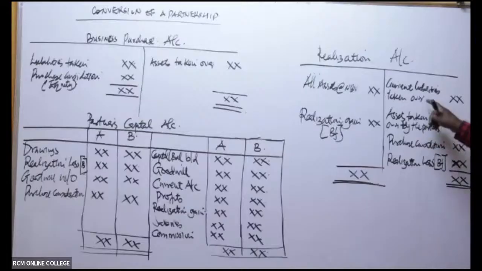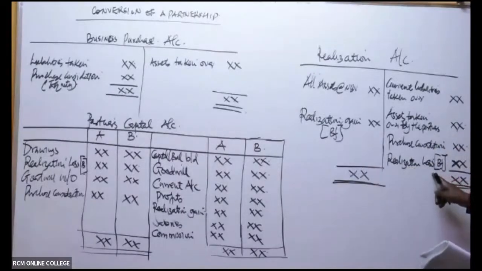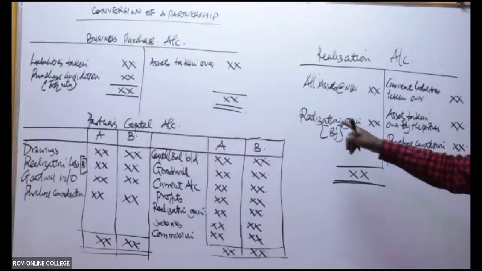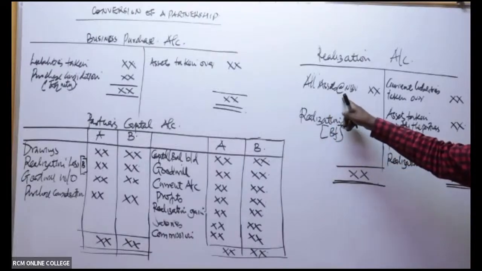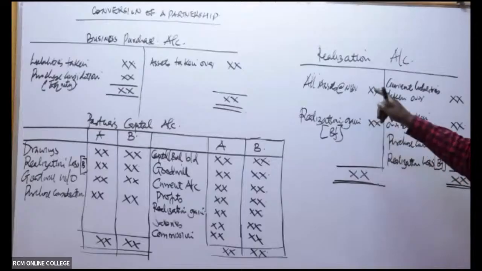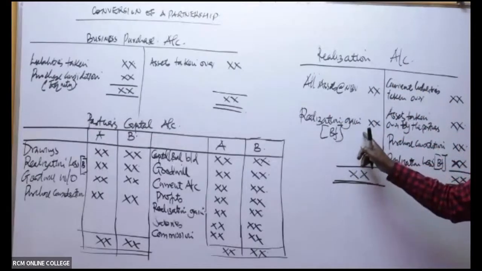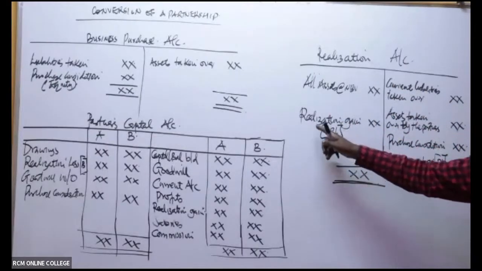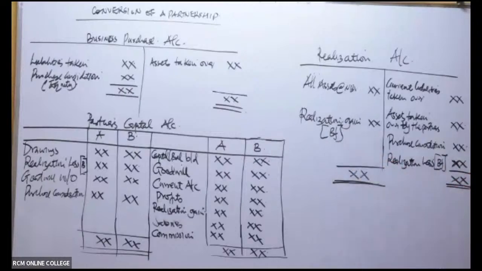So this one is the current liabilities taken over, assets taken over by the partners, purchase consideration, then realization loss. Then these are all assets taken over at net book value. Then the balancing figure, if it is on this side, will actually be a realization gain.